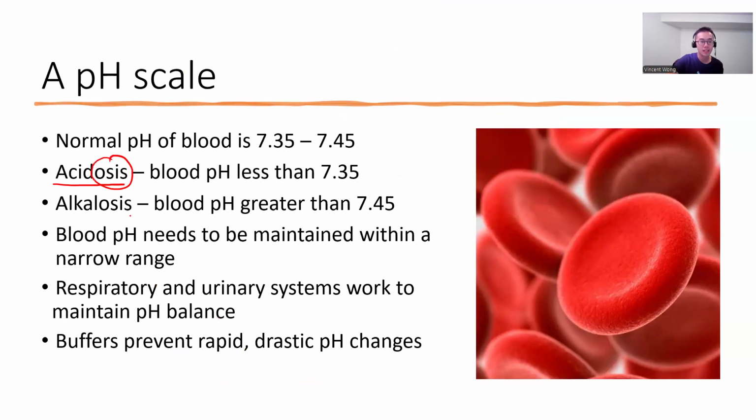When we use the suffix -osis, it's like too much of something in the body. So acidosis is too much acid. Alkalosis is too much base. Both of these situations are dangerous.